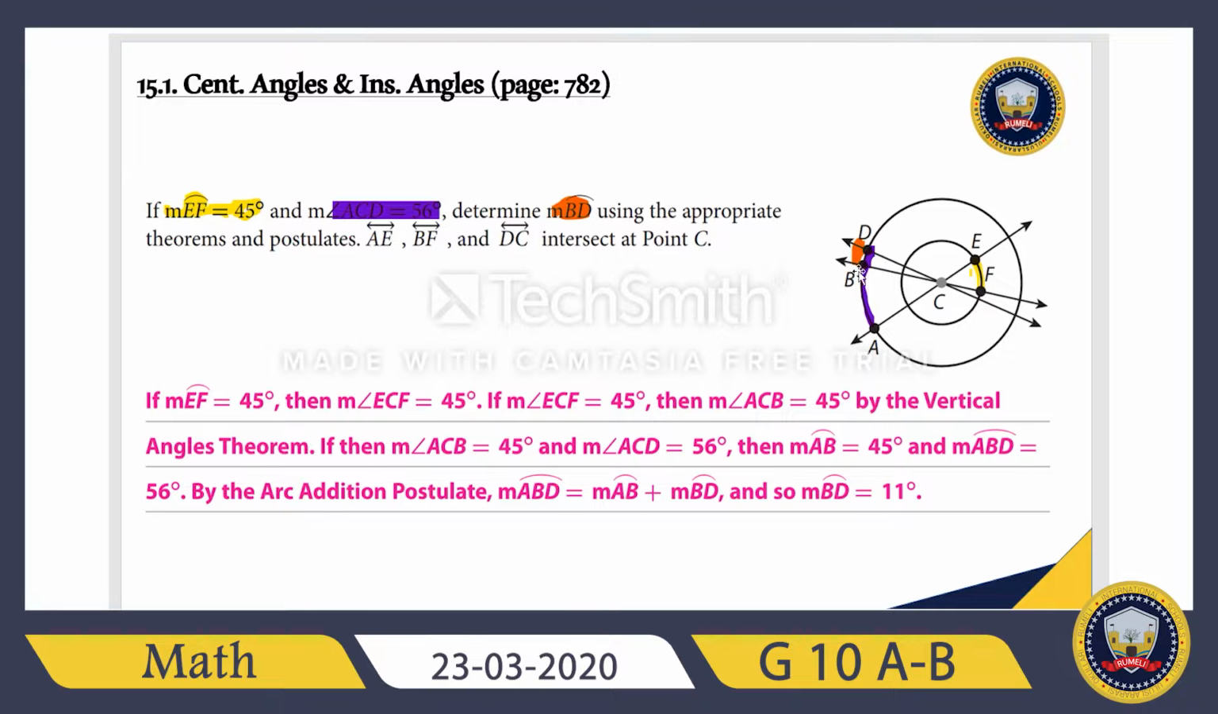Now, this total arc has the measure of the angle ACD, which is 56. What is the small one? It is the total, which is 56, minus 45, which gives me this angle, BCD. 56 minus 45 is 11, so this angle here is 11 degrees. And thus, the arc BD has a measure of 11 degrees by using the arc addition postulate.